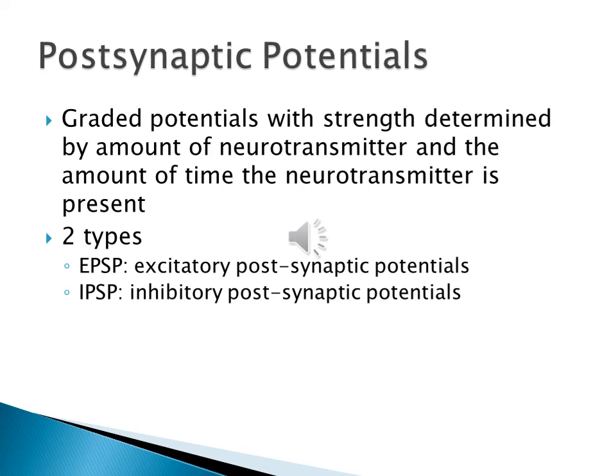As I already mentioned, we've got this postsynaptic potential, these graded potentials with their strength determined by the amount of neurotransmitter and the time the neurotransmitter spends in the area. There are two types here. We have excitatory and inhibitory. Your excitatory postsynaptic potentials are going to move you toward action potential, so depolarization. They are graded, so they're not necessarily all or none. If you increase the neurotransmitter, you increase the excitatory postsynaptic potential. And stimulus will occur when threshold is reached, so summation.